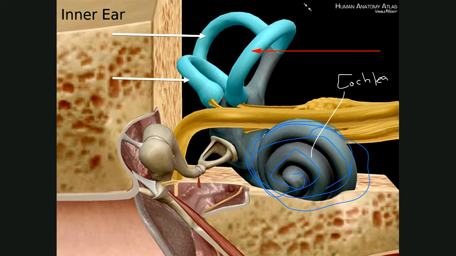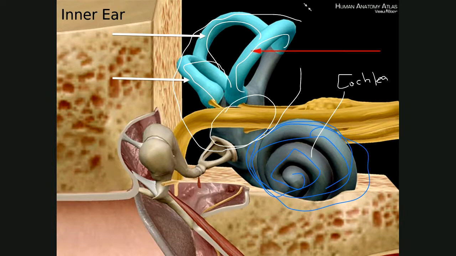But if you look at this other part, it doesn't look like a snail. It looks like 3 little half circles, or 3 half hula hoops attached to a central space. The central space is called the vestibule. And the little 3 half circles are called semicircular canals.